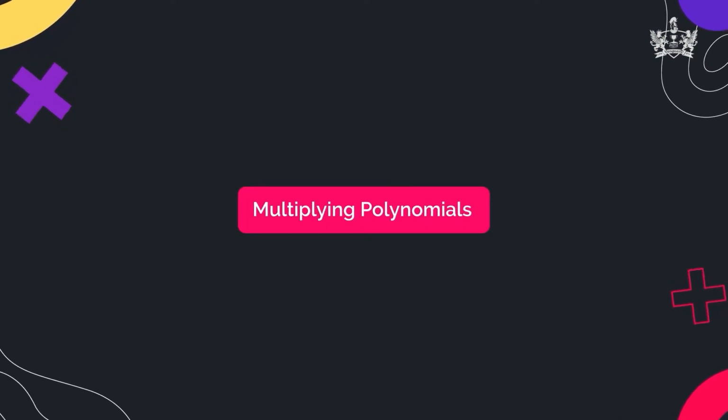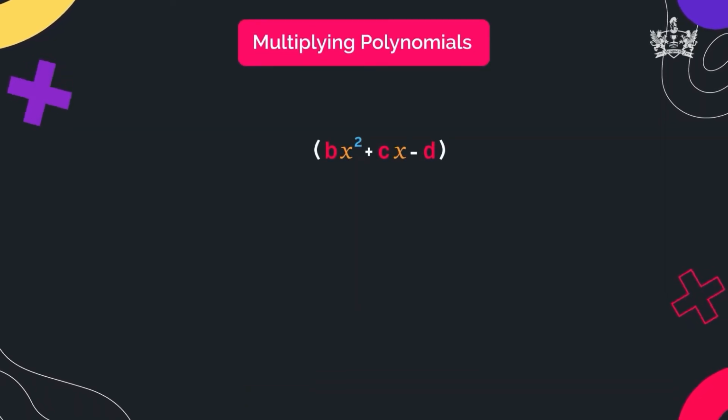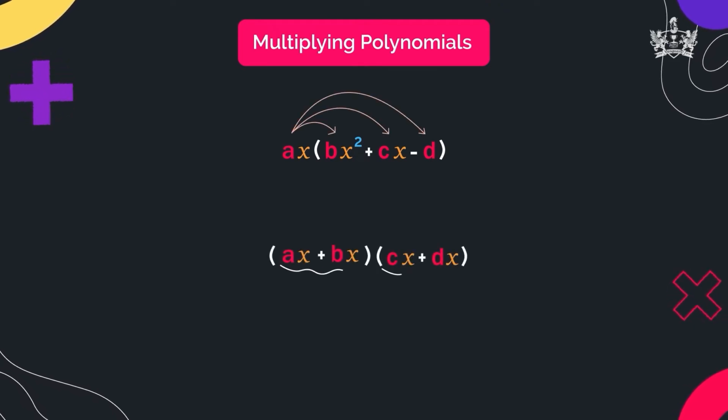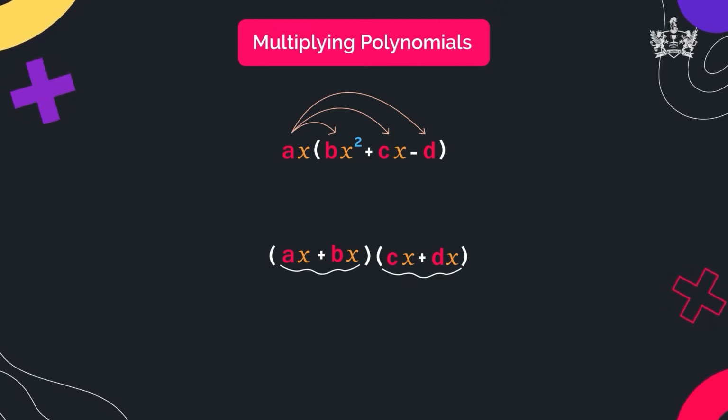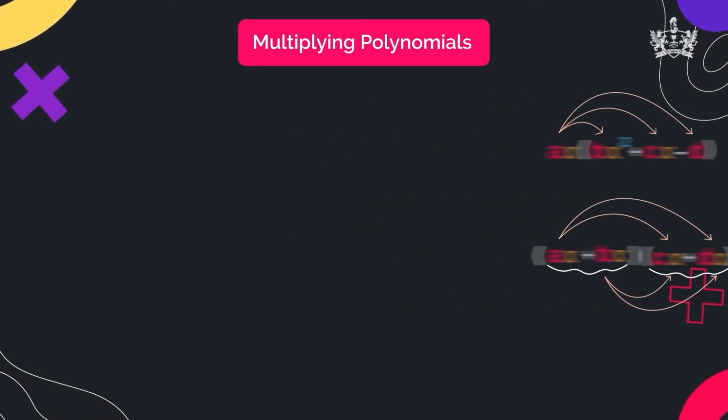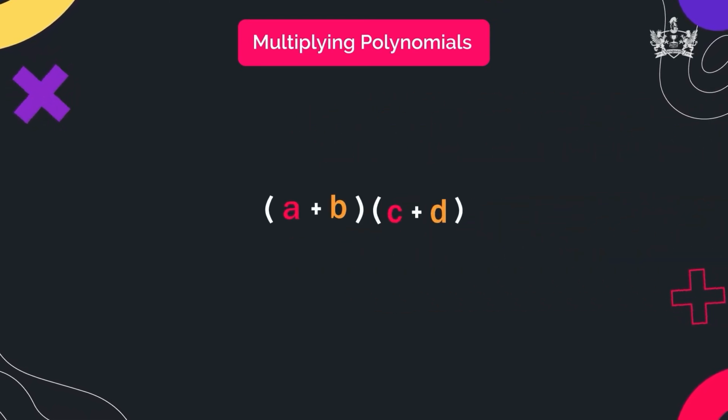Here, we will need to use the law of distribution, but on a larger scale. Before, where we would have a term times an entire polynomial, here we will have at least two polynomials multiplied together. When you see this, you will need to multiply every term on the left with every term on the right. Let's try this with a couple of binomials. You may know this as foiling.